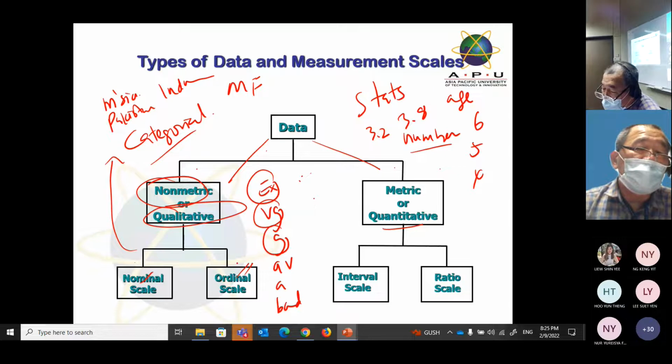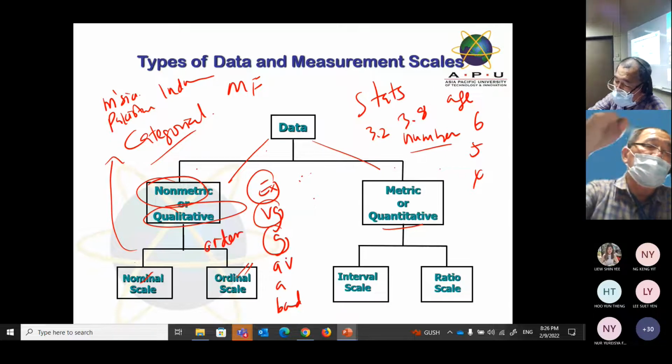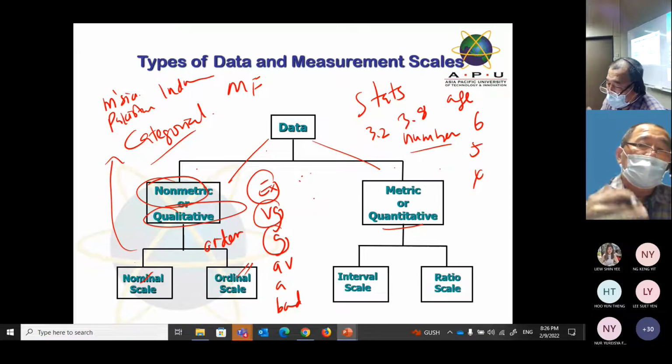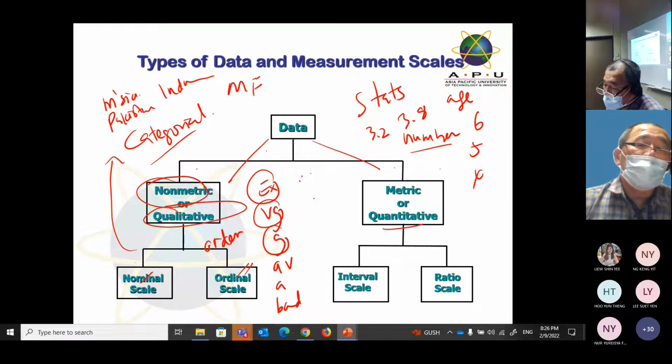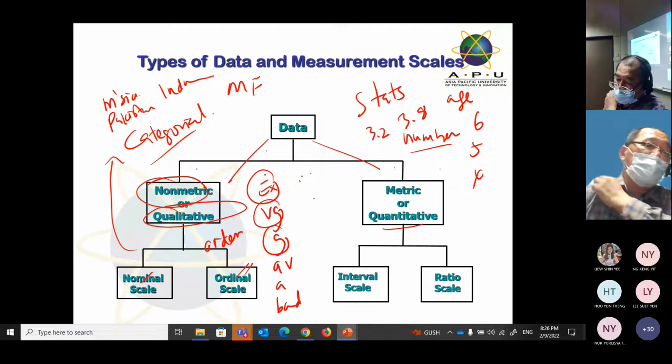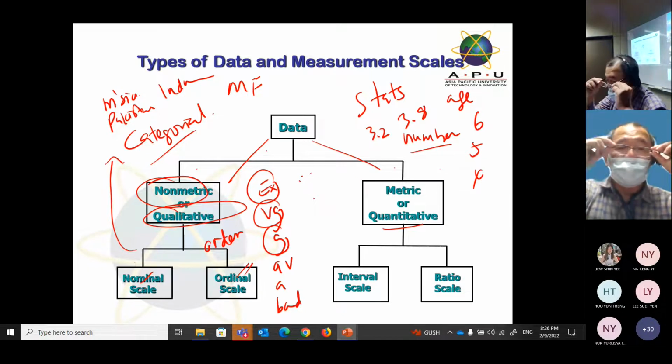Ordinal comes from the word order. You can order it from the very good at the top until the bottom, your best comment being excellent, and also very bad. So there's a difference between nominal and ordinal. We are done already with the non-metric. Any questions?